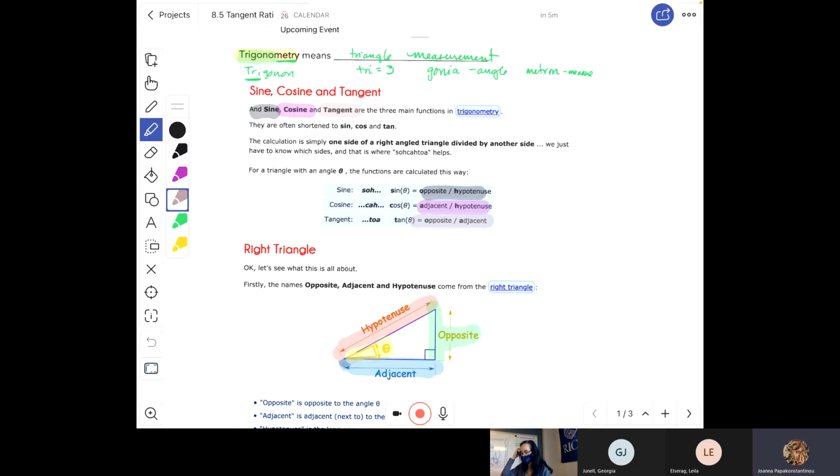Yes, ma'am. So adjacent is always the one that's like the other one. It's right next to you. Adjacent means it's right next to you. It's not opposite, it's right next to you. Now, we never use the hypotenuse when we're talking about opposite and adjacent.